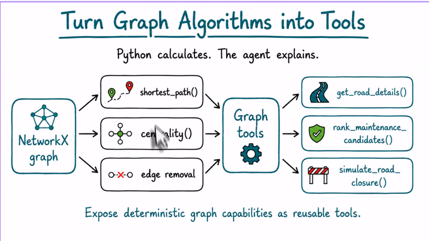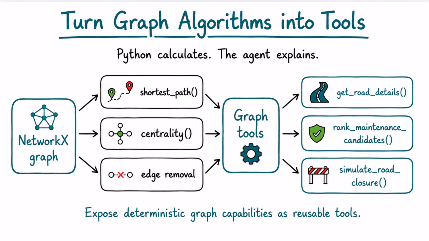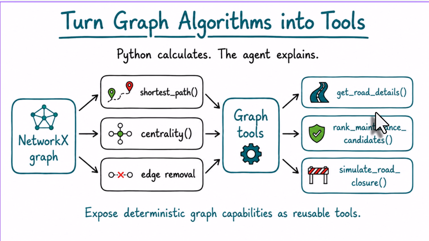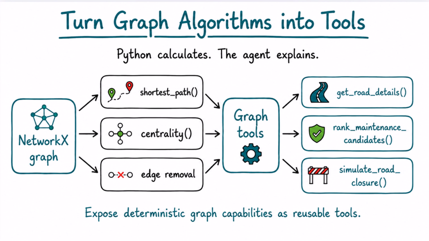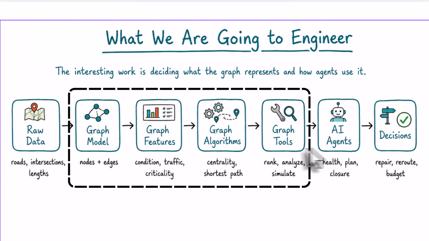Now that we got all of these network algorithms, we want to change them into some tools. So get some road detail, we rank maintenance candidates, and we simulate road closure. And the reason for that is we want to do this part. So graph tools can be used by our AI agent to give us advice.